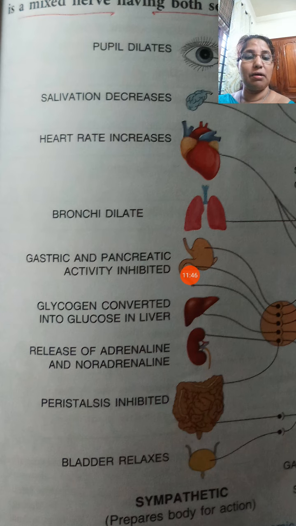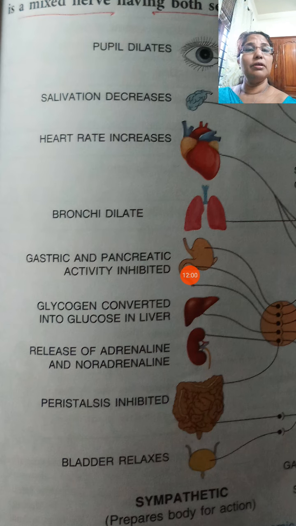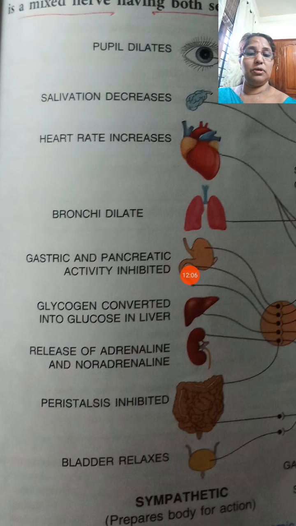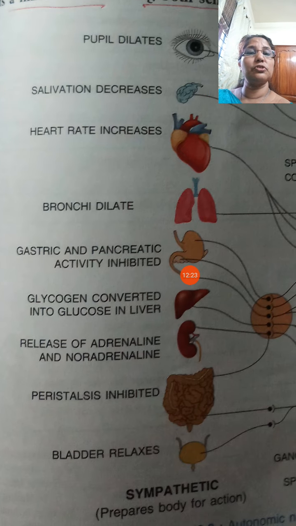Then the bladder relaxes. Sometimes at the time of emergency or in such a situation, we may feel the need to urinate. Sometimes when we start for a journey, some people feel the need to urinate before starting the journey. These are controlled by this autonomic nervous system, especially the sympathetic nervous system. When we are in an emergency situation, all these functions of the body are controlled by the sympathetic nervous system.